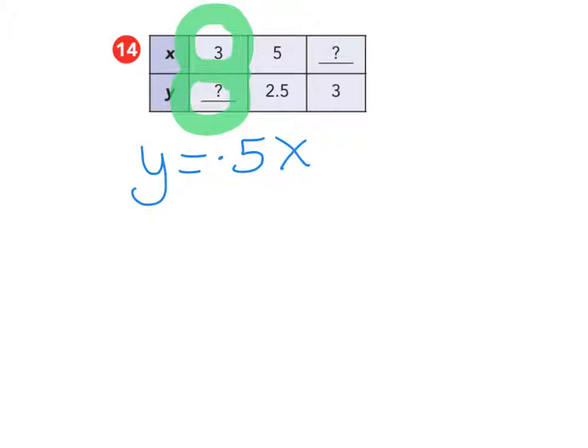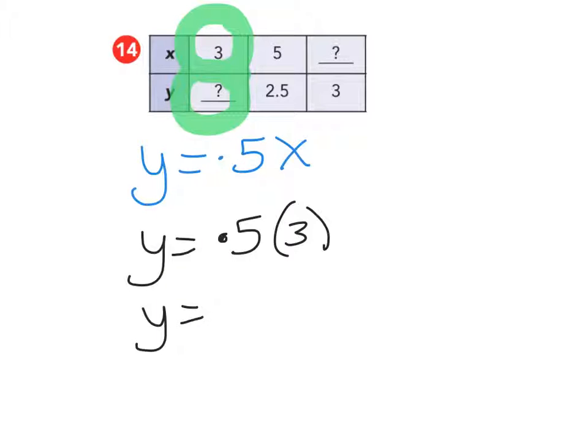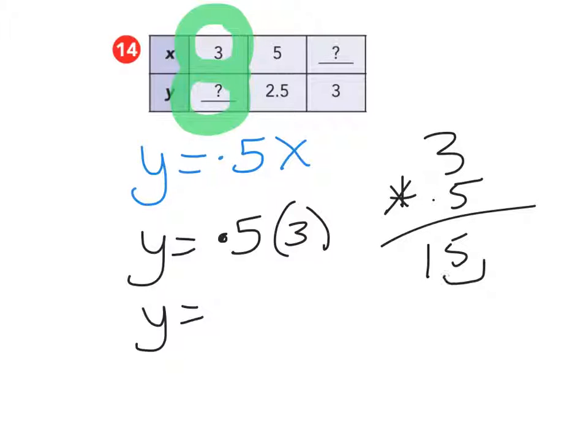Okay, here we go. I'm going to go y is equal to 5/10 times 3, because the table tells me x is equal to 3. So I'm going to get y is equal to 0.5 times 3, or 5/10 times 3. Let's do the multiplication out. 3 times 5 is 15. And I've got to put the decimal place in. So y is equal to 1 and 5/10, or 1.5.